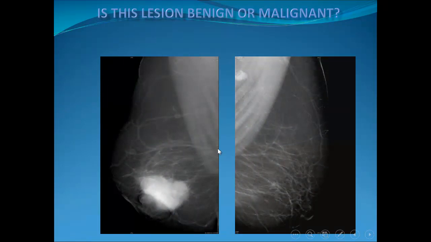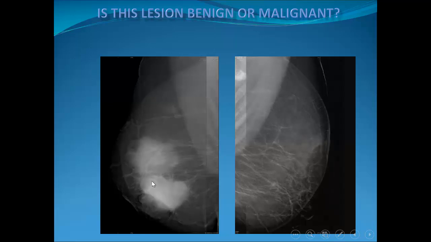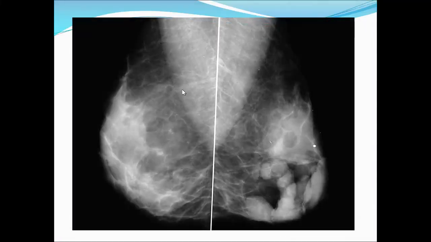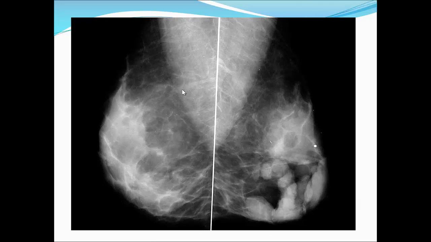Is this lesion benign or malignant? Again, it is malignant. There is nipple retraction. There is speculations. There is an intramammary node here. And this, we say before, the signs of malignancy.